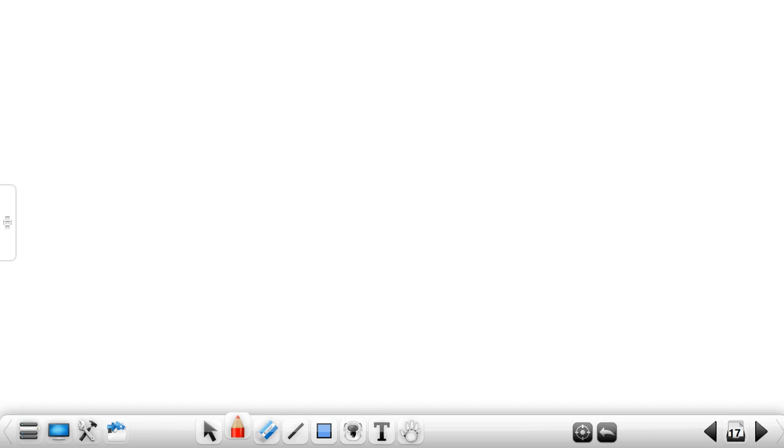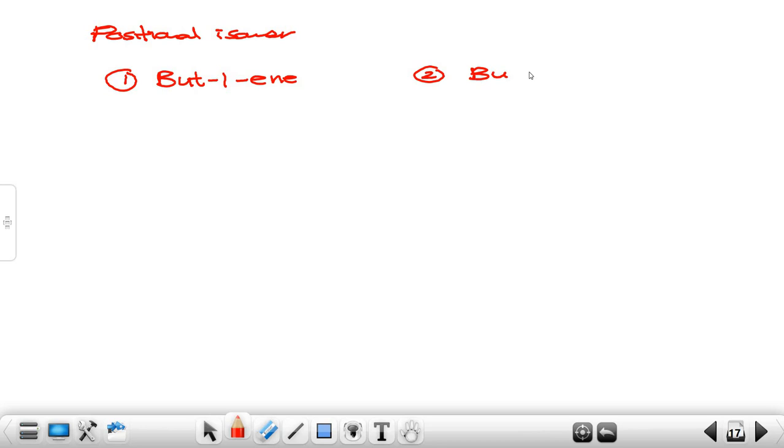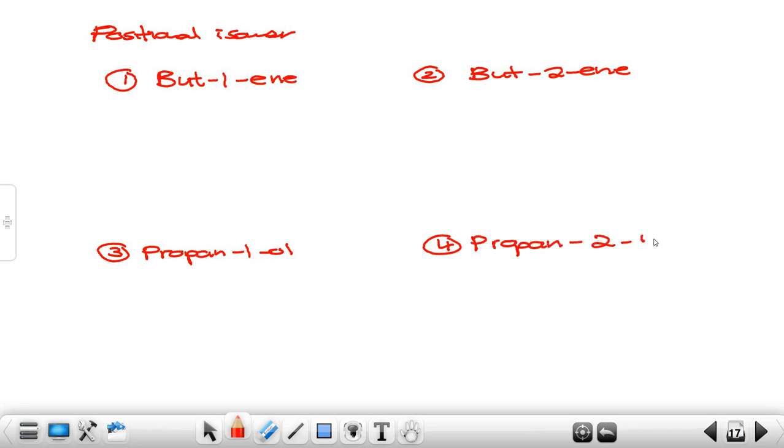Right, the next one we have to speak about is the positional isomers. That is going to be the position of the functional group itself. So let's take, for example, but-1-ene and number 2, but-2-ene. Number 3 is going to be the ones that they gave us, which was propan-1-ol and propan-2-ol.